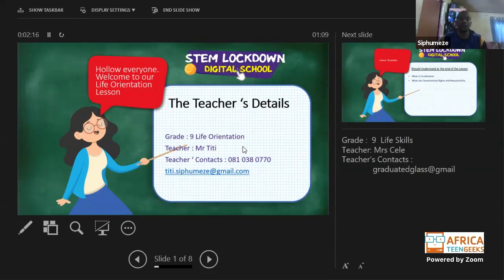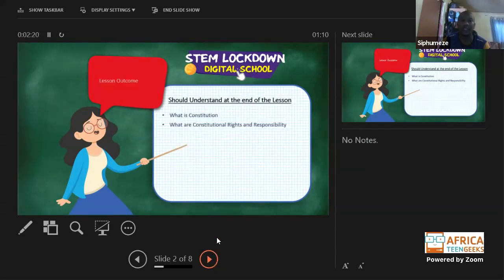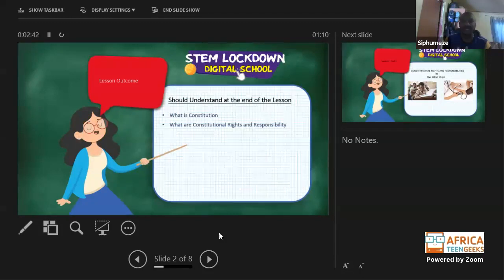So the lesson for today will be focusing more on the constitution. At the end of the lesson, you have to understand what is being said when you refer to the constitution, and what the constitutional rights and responsibilities are. So we will touch on those in this lesson. Make sure that you understand this at the end of the lesson. Okay, let's go.